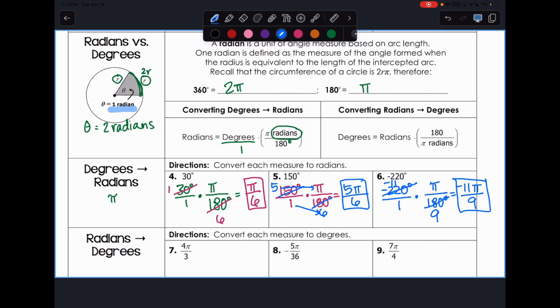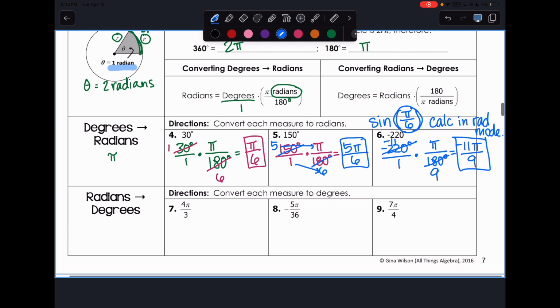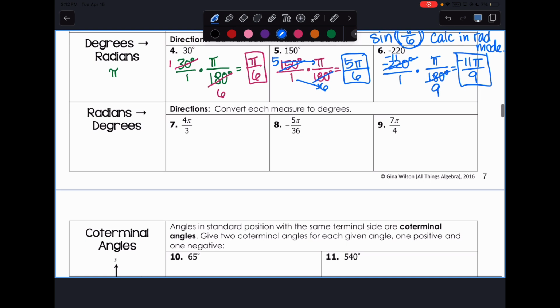Okay? If you have like sine of pi over 6, you have to put your calculator in radian mode. If you have an angle that's written out in radian, your calculator must be in radian mode. Okay? I'm just giving you the heads up for now. We'll go over that tomorrow or Wednesday or Thursday for you guys.